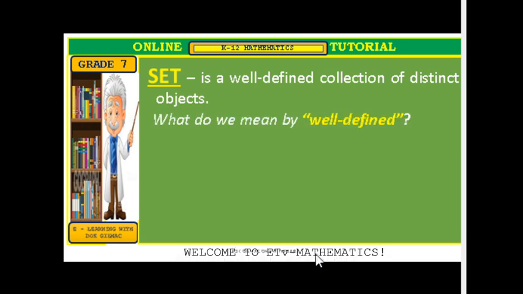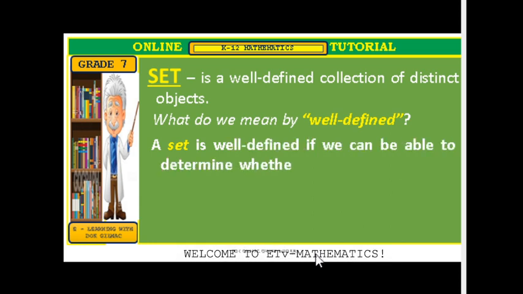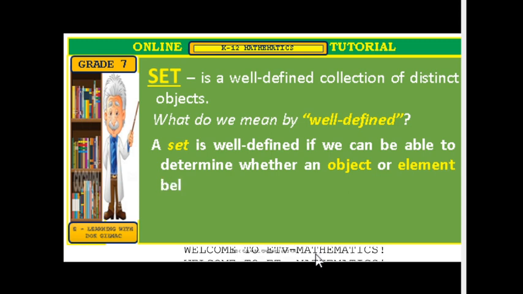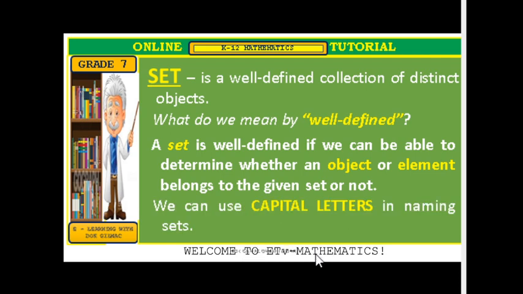What do we mean by well-defined? A set is well-defined if we can determine whether an object or element belongs to the given set or not. We can use capital letters in naming sets.